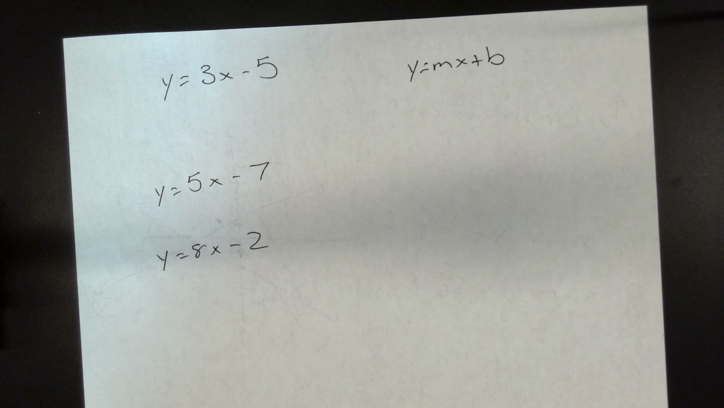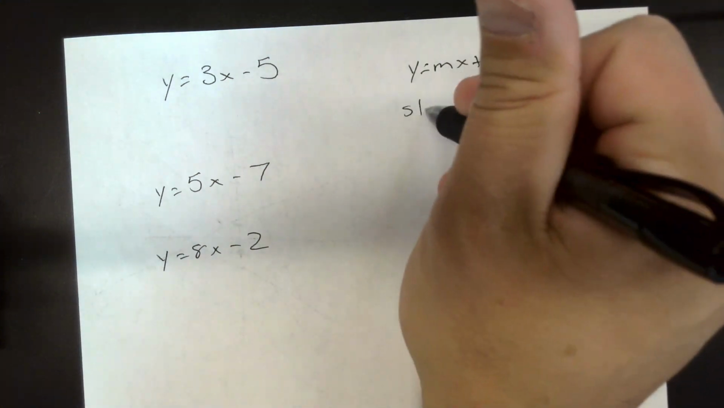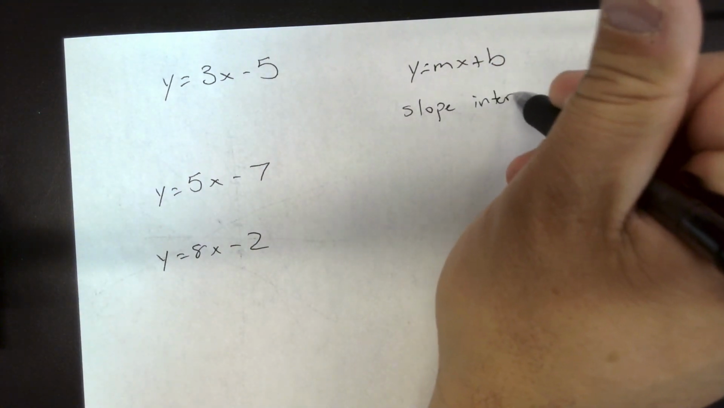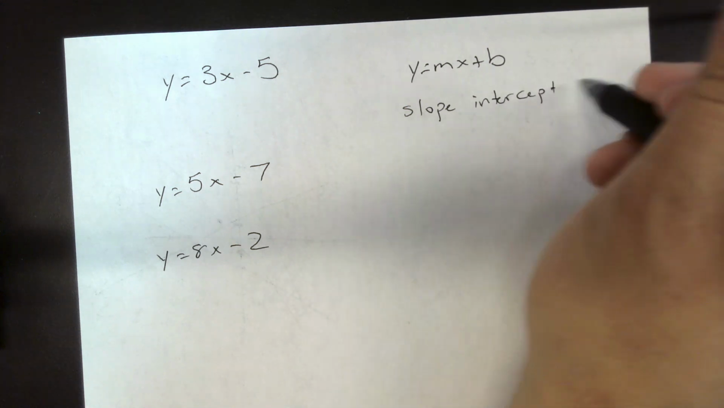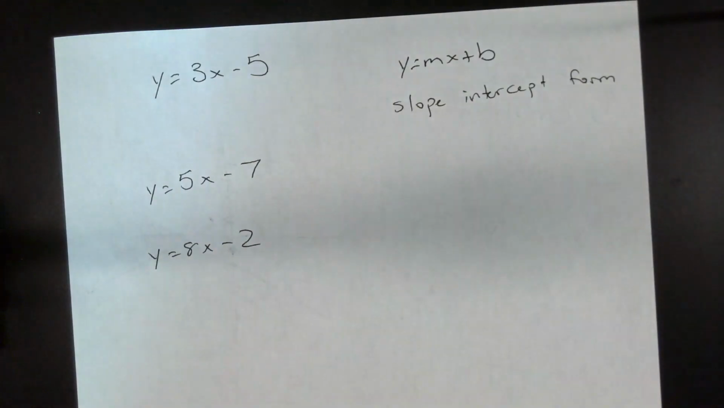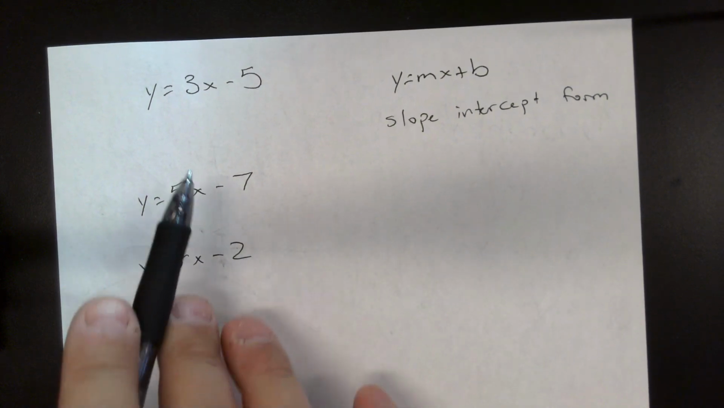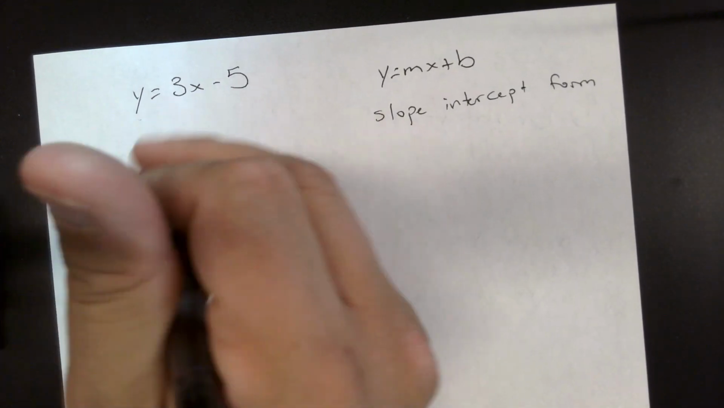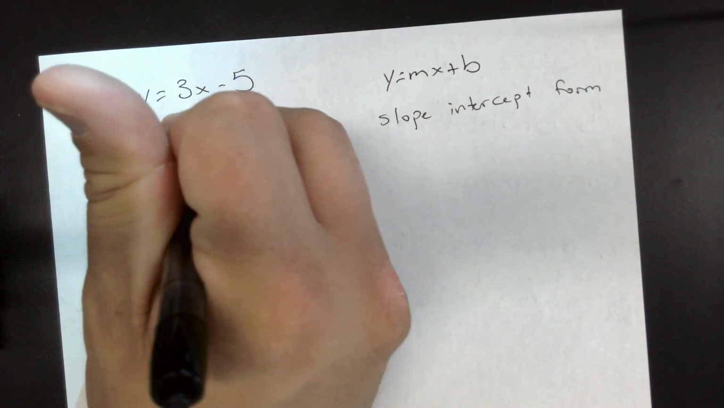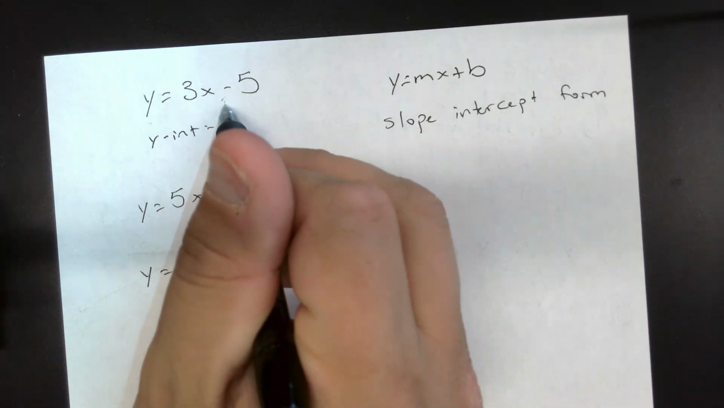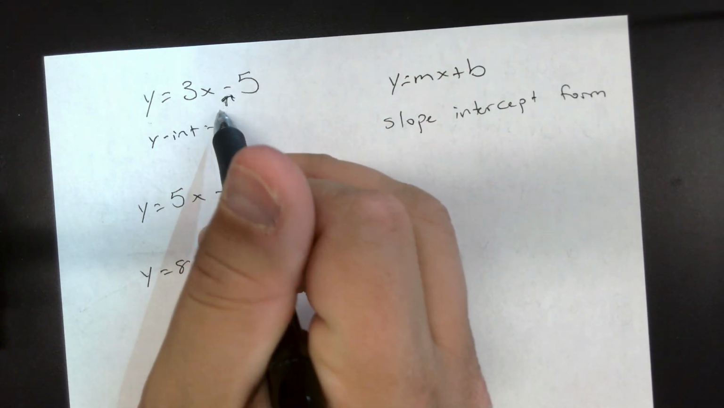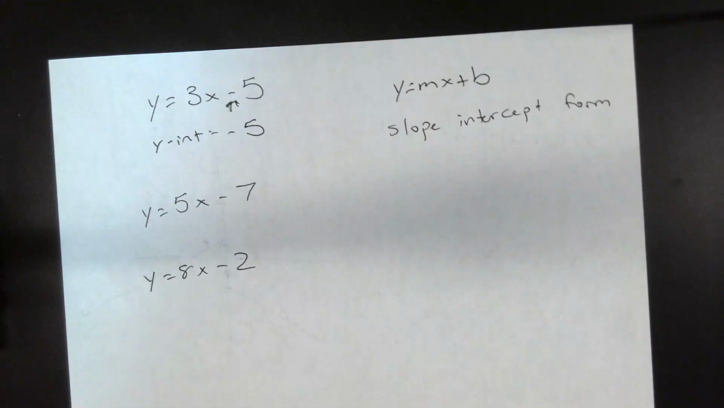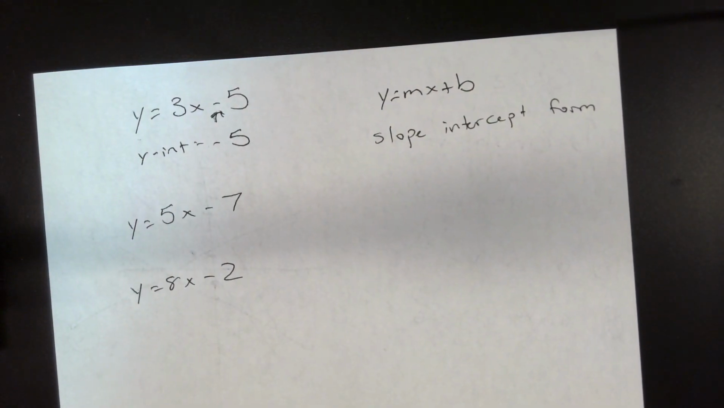Slope-intercept form. So this form right here is called slope-intercept form. The reason it's called slope-intercept is because it shows you the slope and it shows you the y-intercept. So Braxton, what's the y-intercept of this top one? 5. Not 5. What is it? -5. Right?